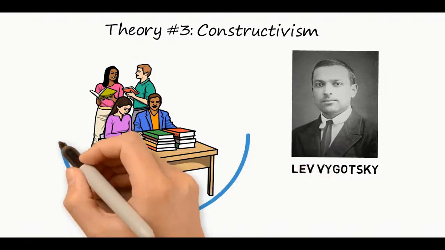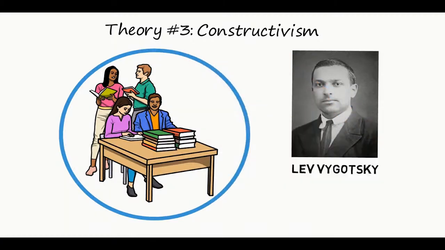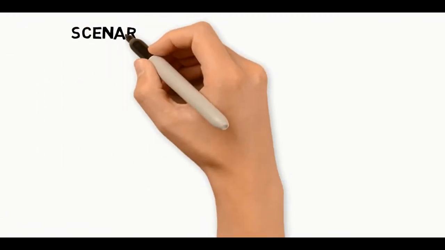According to Vygotsky, students learn best when working collaboratively with those whose proficiency level is higher than their own, allowing them to complete tasks they are not yet able to do independently. Vygotsky identified these concepts as the more knowledgeable other and the zone of proximal development. Constructivist classrooms are student-centered, with the teacher acting as the facilitator. As usual, let's see some examples.